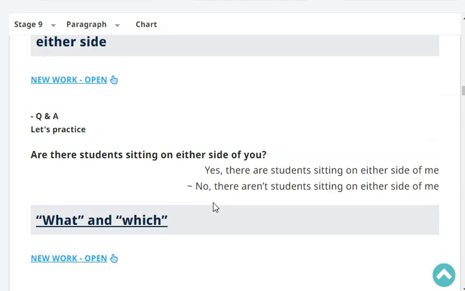Are there any students sitting on either side of you? Yes or no? No, there aren't students sitting on either side of me. Very good.